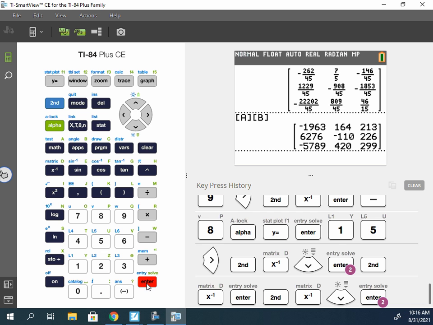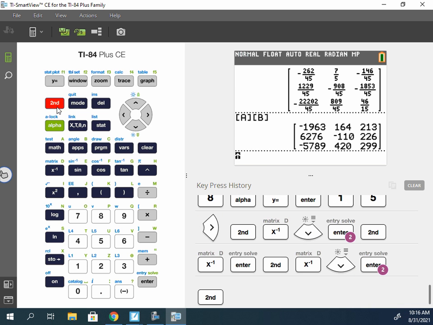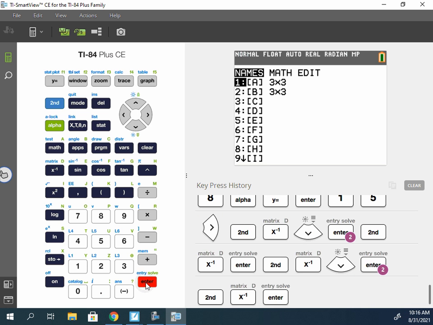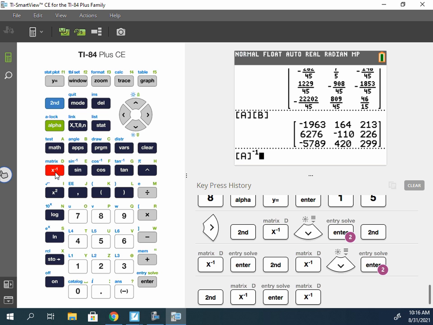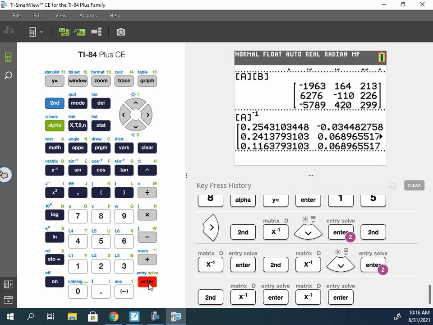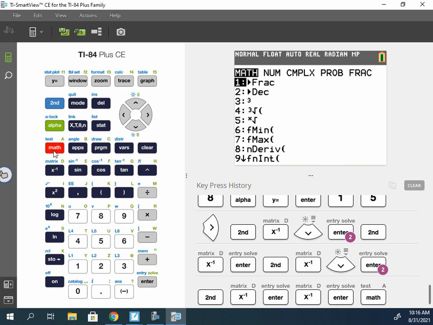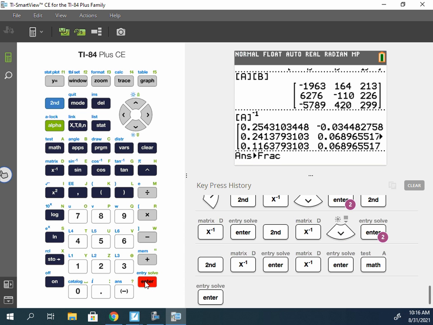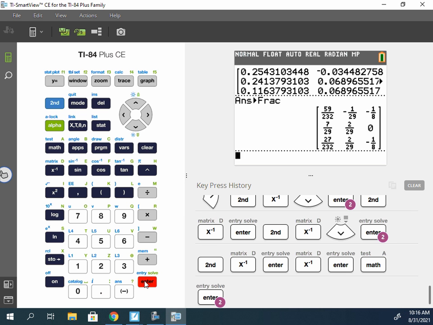Now there's also something called inverses. Second matrix A. And I can take its inverse. I can put it to the -1 and hit enter. I don't like those decimals. I want fractions. See if we can go, yep. So those are the fractions for its inverse. So there's different functions we can do within it.